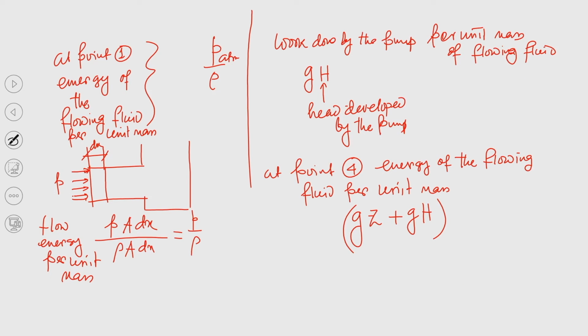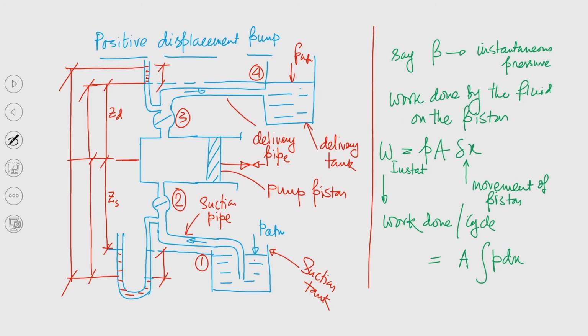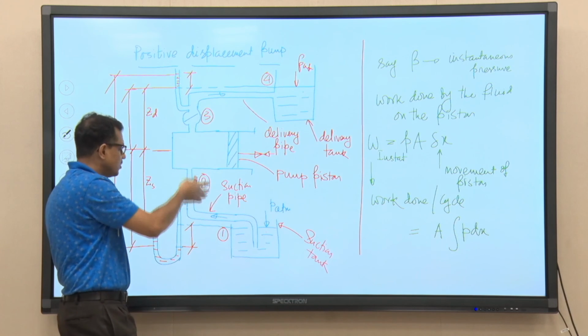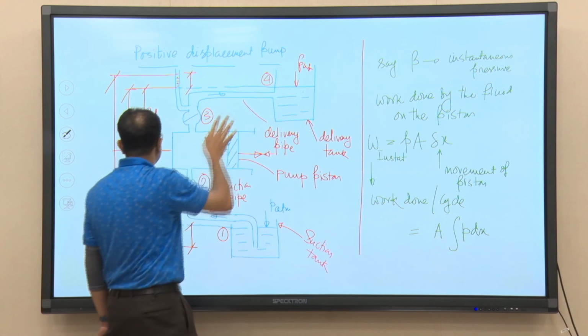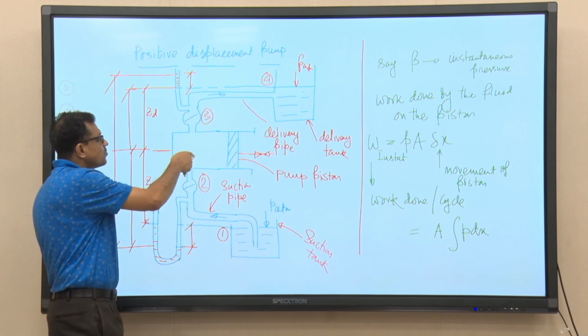So, when the liquid is entering into the delivery tank, the amount of energy required should be the work done by the pump as well as the energy because the liquid has traversed from point 1 to 4. So, when the liquid has traversed a distance from point 1 to point 4, per unit mass of the flowing fluid, the energy is G into Z plus work done by the pump.